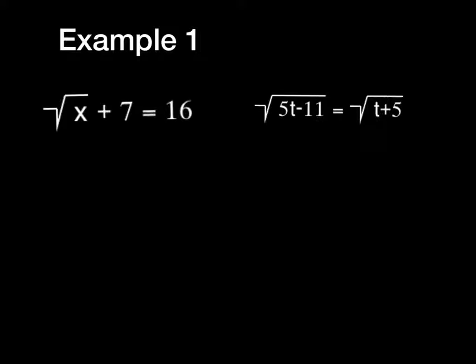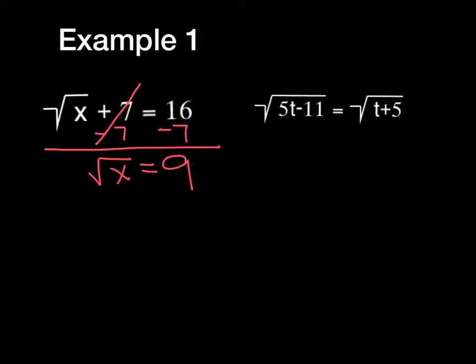Example number 1. This is going to be totally awesome, peeps. Remember, you are still trying to isolate the variable. Since the variable is underneath the radical sign, you need to get rid of the 7 in that first example. So to get rid of the 7, you would subtract 7 on both sides because all of your rules of equality will still apply. So when you subtract 7 on both sides, the positive 7 cancels out, and you are still left with the square root of x. On the right side of your equation, you're left with 9.